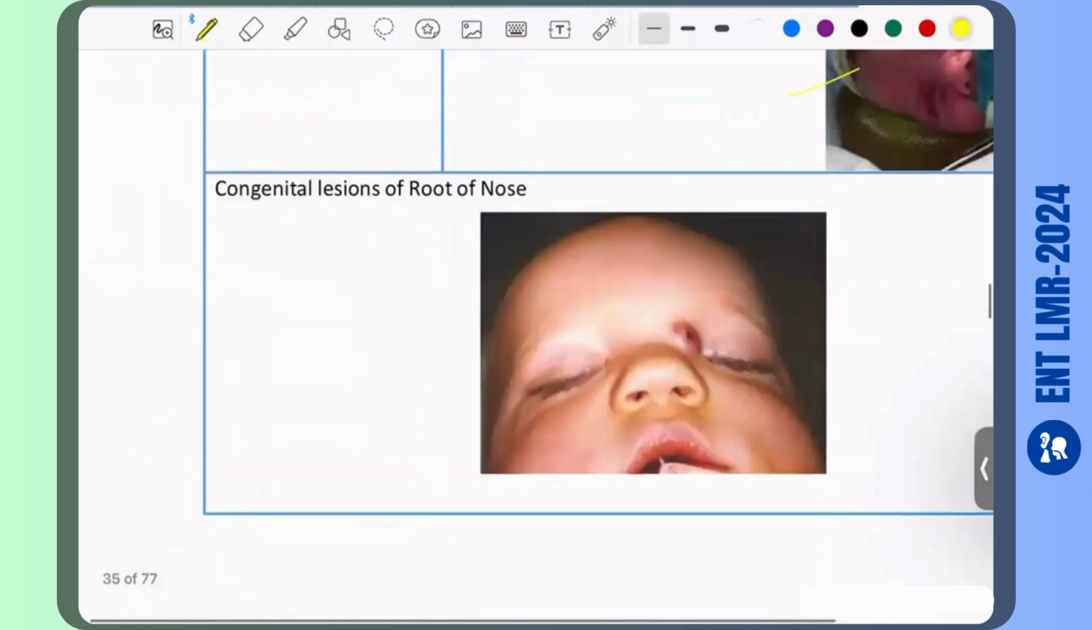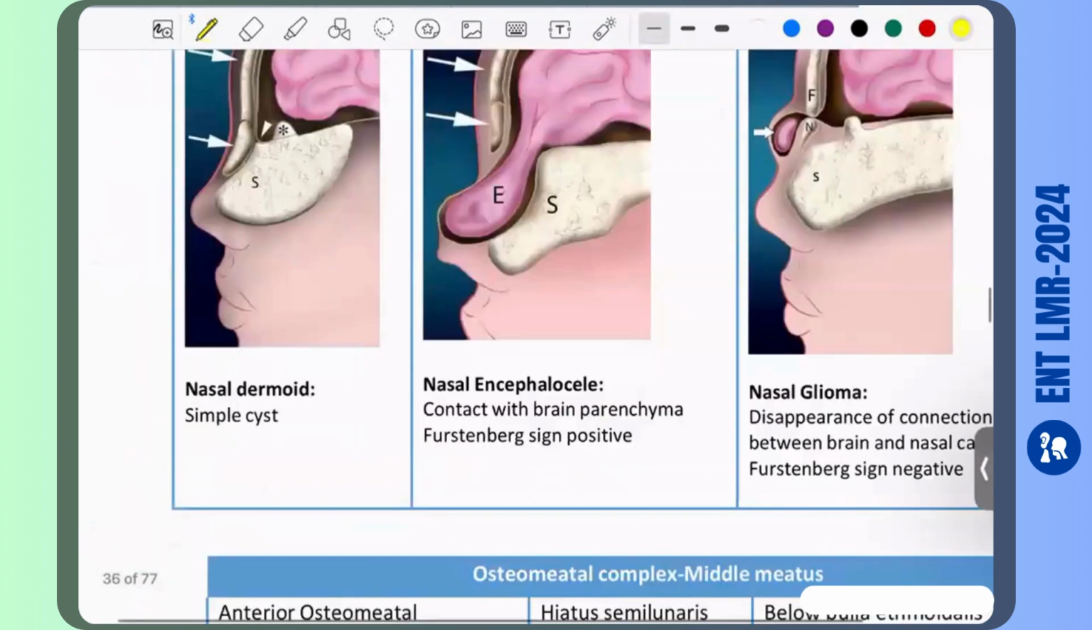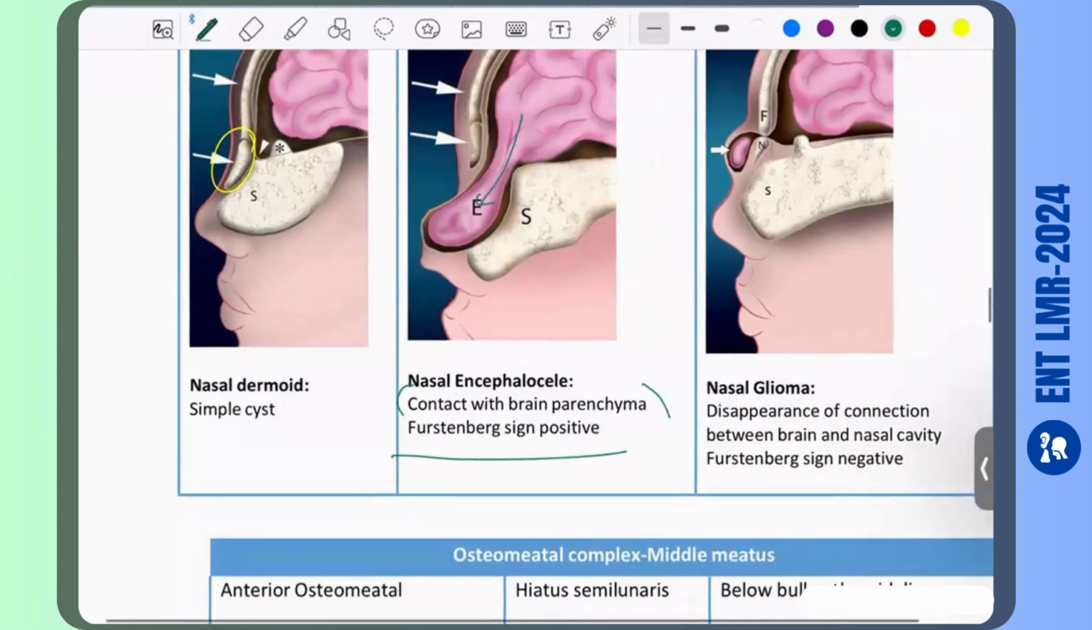Other congenital lesions of the root of the nose: the patient can have a nasal dermoid, which is an external nasal tumor, a simple cyst; do excision. Nasal encephalocele, the patient is having contact with the brain parenchyma. Furstenberg sign positive. What is Furstenberg sign? Whenever the child coughs, the swelling will increase in size. There will be an increase in intracranial pressure, thus the swelling in contact with the brain can increase in size. It is Furstenberg sign positive.